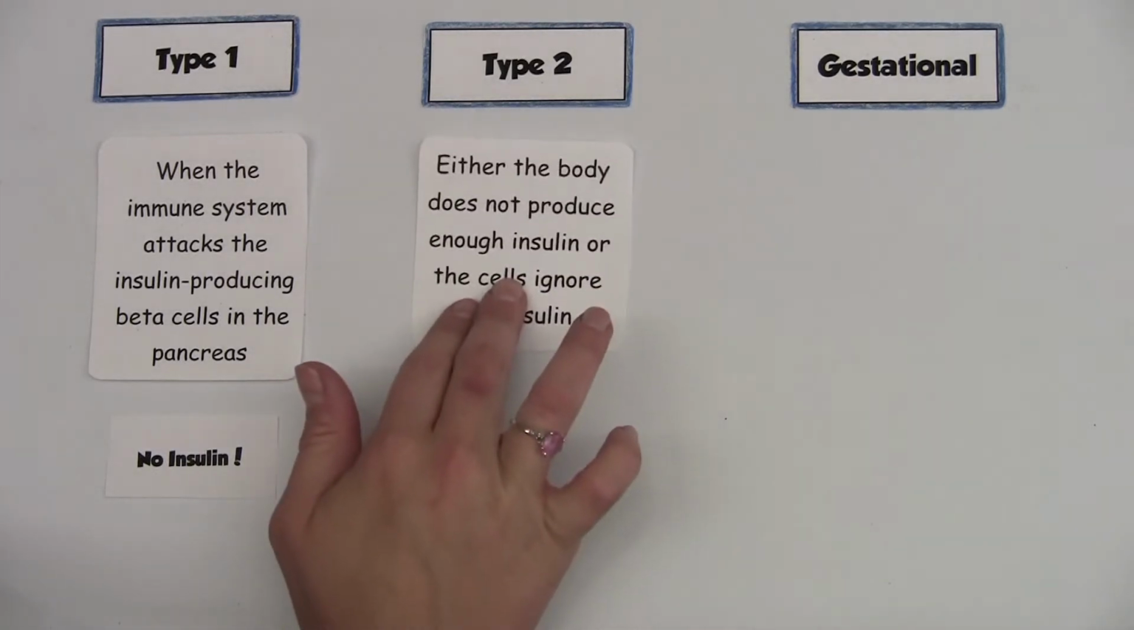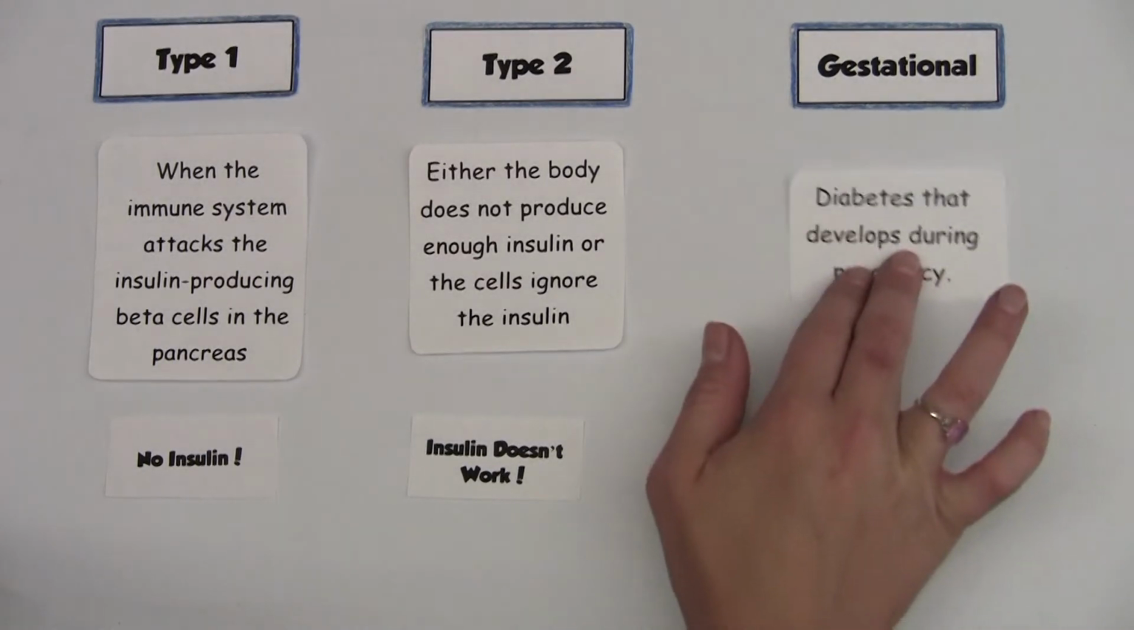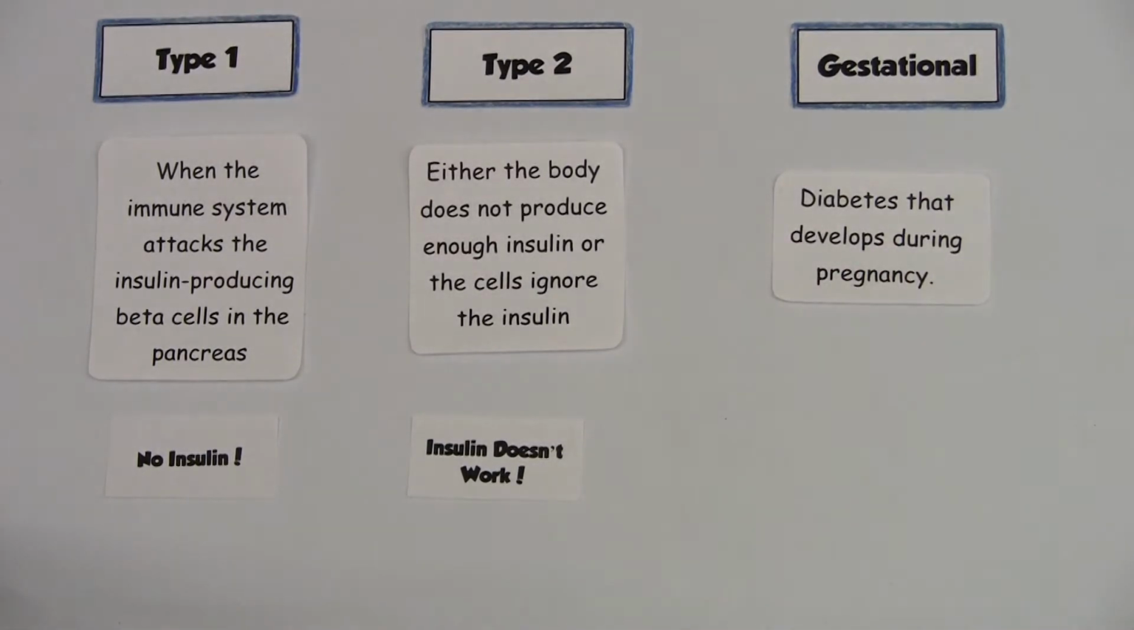People who have type 2 diabetes still make insulin, but their bodies either do not produce enough insulin or the cells ignore the insulin. In this case, the insulin is there, but it does not work. Women with gestational diabetes have diabetes that develops during their pregnancy. It does not mean that they have diabetes before conceiving or that they will have diabetes after giving birth, but it is important to control their glucose levels while they are pregnant.